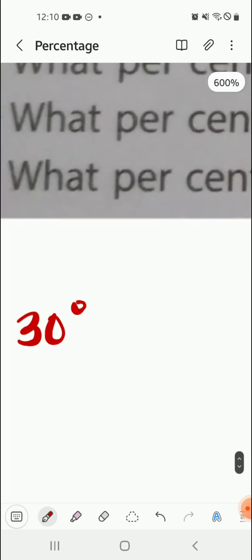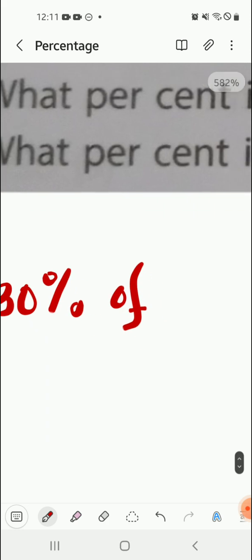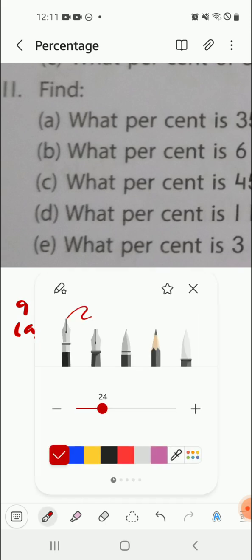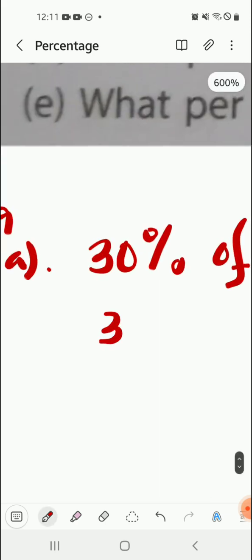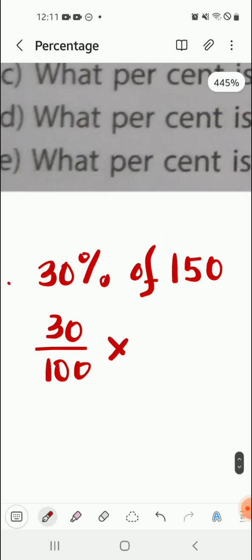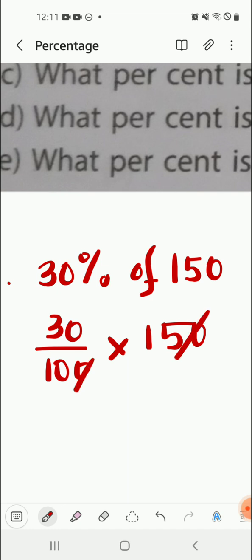30% of 150. So first let's work this out. 30% is 30 by 100. Of is into 150. Cancel the zeros. 3 into 15 we get 45.